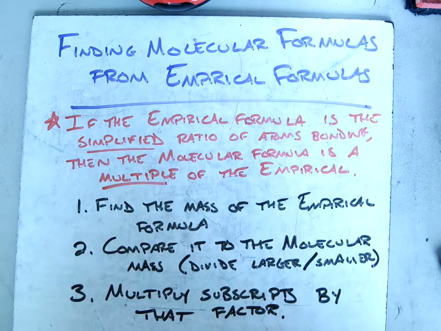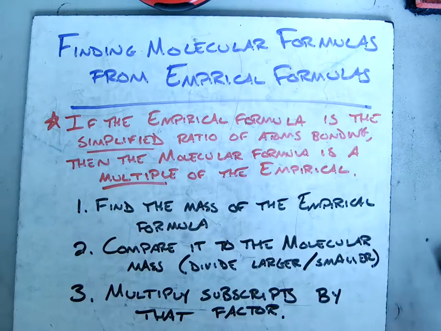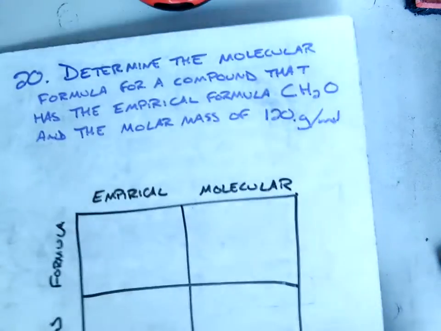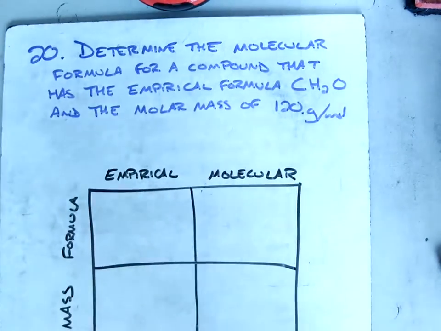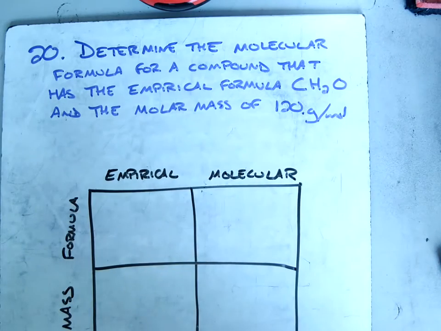It's not always 2. Now, one of the questions on your test involved this. It was question 20. Question 20 said, determine the molecular formula for a compound that has the empirical formula CH2O and the molar mass of 120 grams per mole. I can tell from that 120, the fact that there's no decimals, that that number is rounded. So when I deal with masses, I'm going to be okay with rounding it.